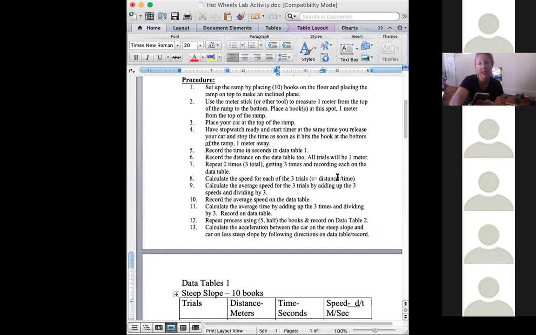All right, our distance is always 1 meter, and then we divide by the time, those times we just got for our data. And then you are going to calculate your average speed for the 3 trials by adding up those 3 speeds and dividing by 3.